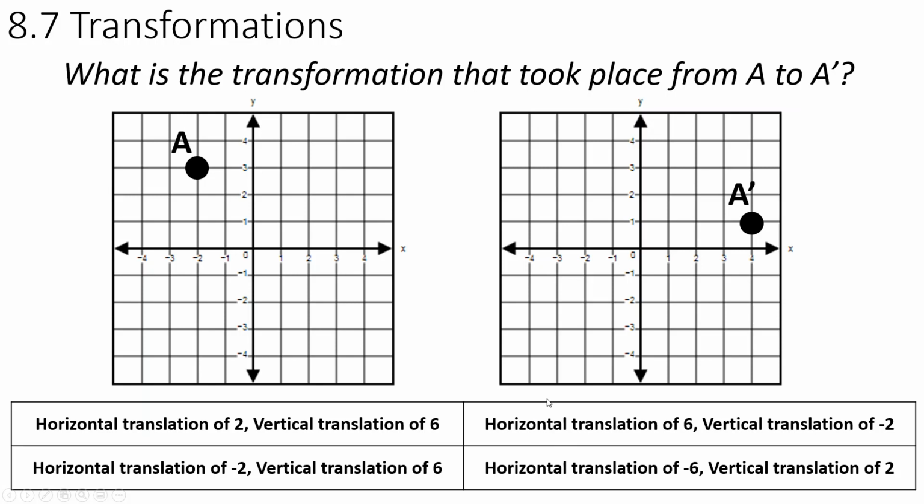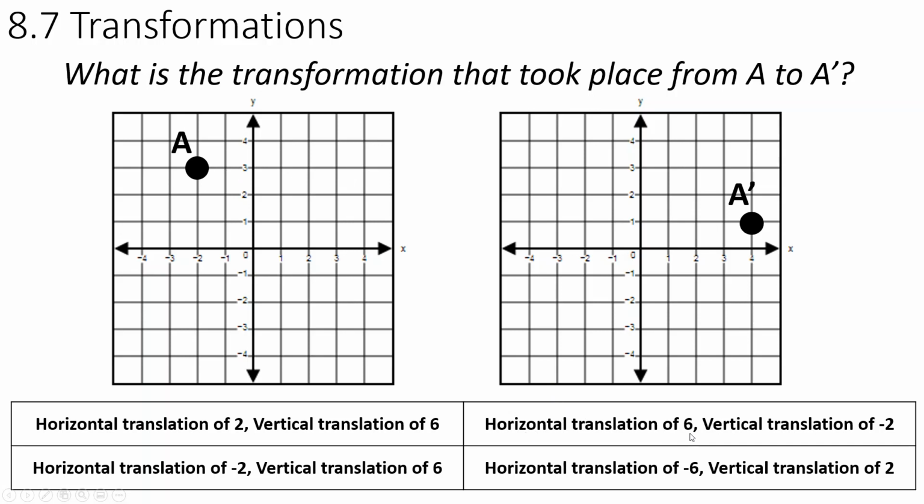Transformations. So this is a 7th grade skill that we're reviewing right now. From A to A prime. A to A, the image of A. So A was here, and now it's over here. So it looks like it's going right and then down. So right is a horizontal move, and it's going right, so it's positive.